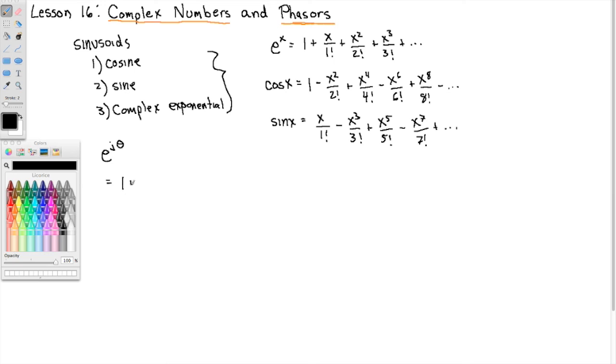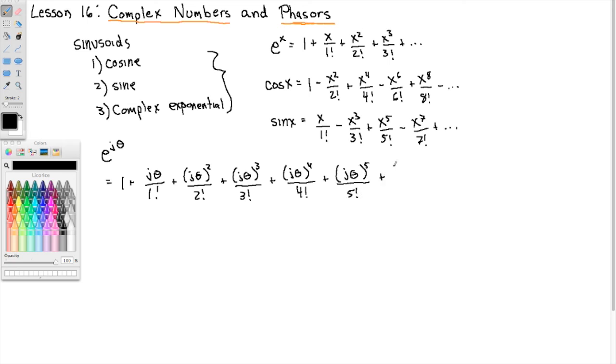So this is 1 plus, and everywhere I see an x here, I'm going to plug in j theta. So this is j theta over 1 factorial plus (j theta) squared over 2 factorial plus (j theta) cubed over 3 factorial plus (j theta) to the 4 over 4 factorial. I'm going to carry out a few more terms because we're going to need them so that we can get the general idea, and this keeps going. Now, we'll leave the first two terms alone.